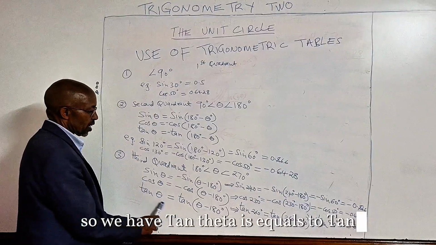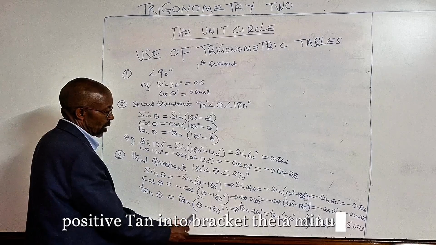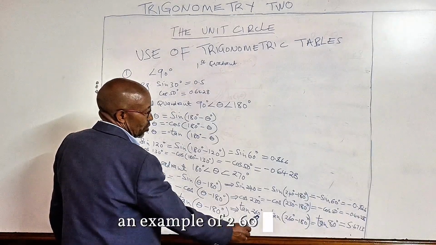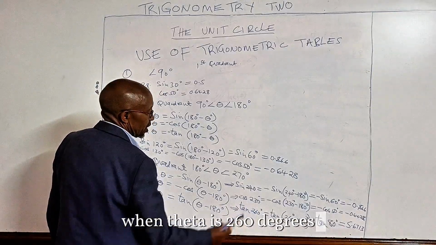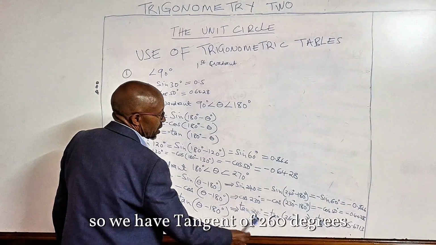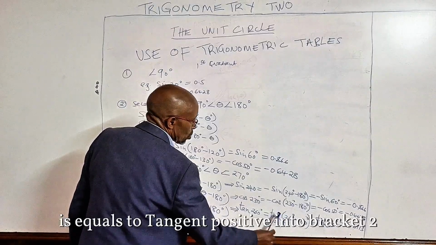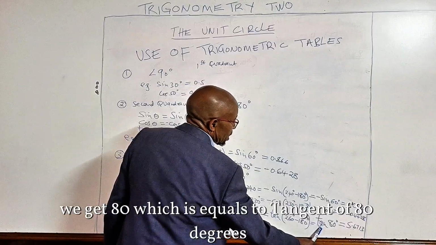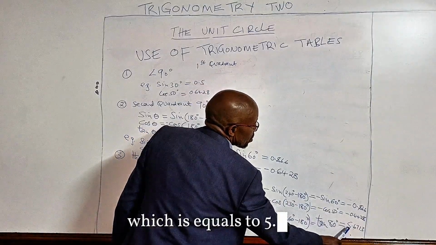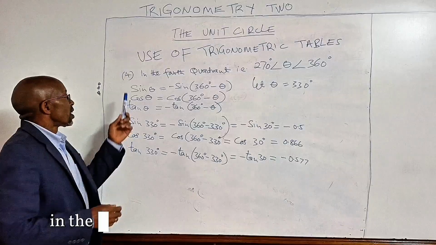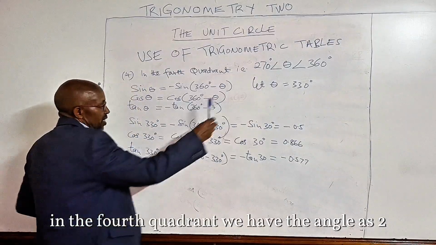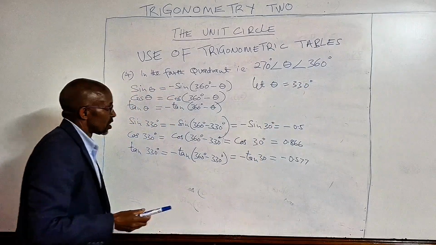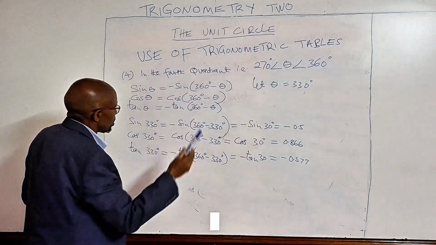So we'll have tan theta is equal to positive tan into bracket theta minus 180, close the bracket. An example, when theta is 260 degrees, we'll have tangent of 260 degrees is equal to positive tangent into bracket 260 minus 180, we get 80, which is equal to tangent of 80 degrees, which is equal to 5.6713. In the fourth quadrant, we have the range as 270 degrees is less than theta, theta is less than 360 degrees. So our maximum angle there is 360.